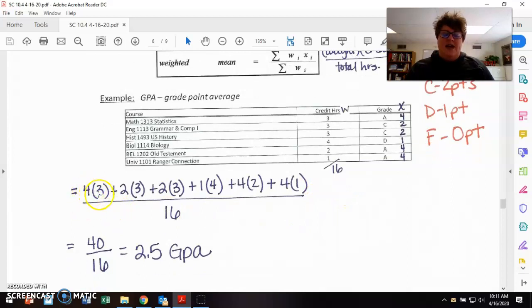Here I have each score, again grade weight times credit hour, and then you're dividing by 16 hours. So this person with these grades made a 2.5 GPA. Basically, a weighted mean means you're taking a piece of categorical data and associating a number with it.